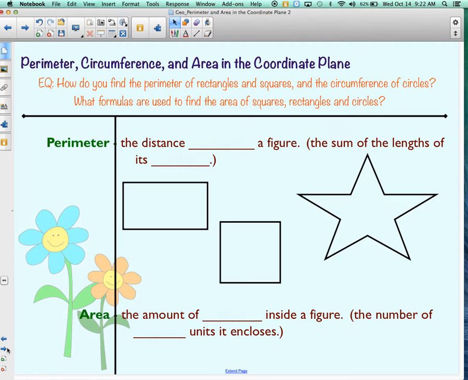Today's topic: perimeter, circumference, and area in the coordinate plane. This is why we spent an extra day on midpoint and distance formula. Okay? Your essential questions: how do you find the perimeter of rectangles and squares and the circumference of circles? And what formulas are used to find the area of squares, rectangles, and circles? I know, there's long EQs.